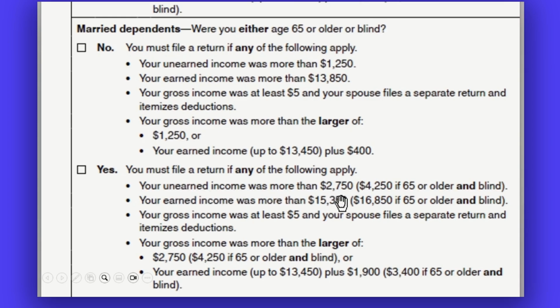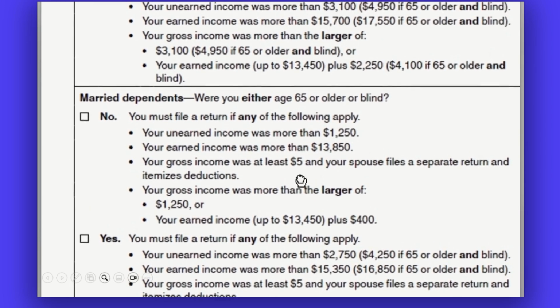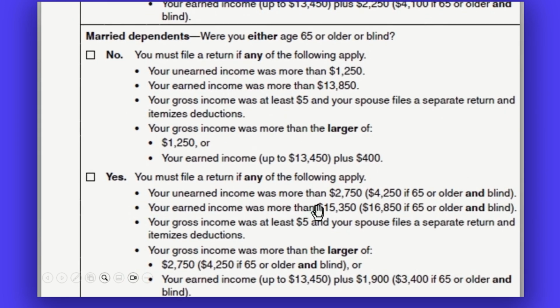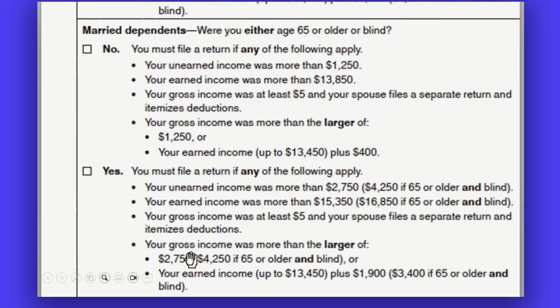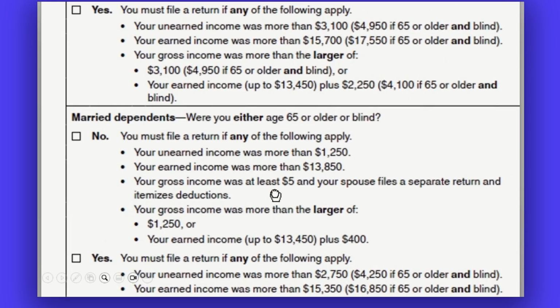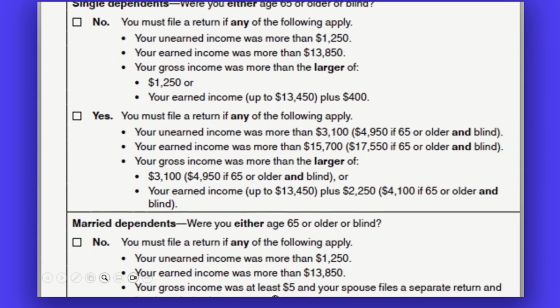Then, if their unearned income was more than $2,750, and that is a different amount than up above. So if their unearned income was more than $2,750, earned income was more than $15,350, the same rule about $5 if your spouse files separate and itemizes. And then they've got, again, another chart about the gross income. The gross income is more than the larger of the $2,750, or the earned income plus $1,900.